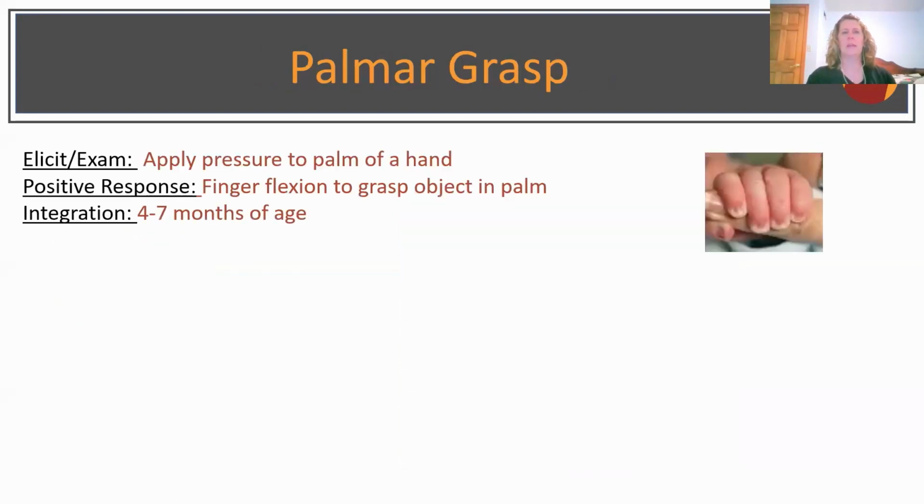Okay, so let's take a look at it. How do we elicit it? We apply pressure to the palm of the hand. And the response is finger flexion. And they're going to grasp whatever's in their hand.